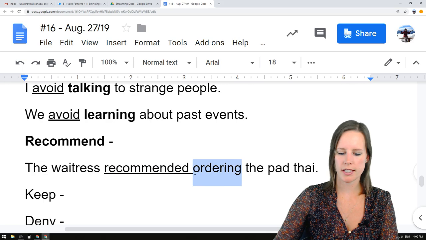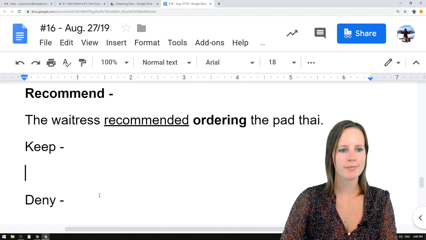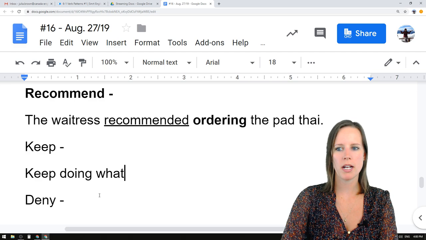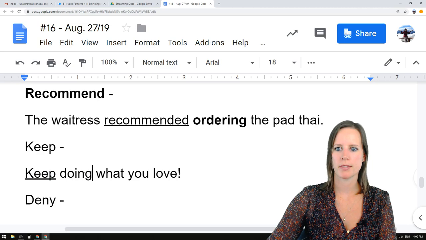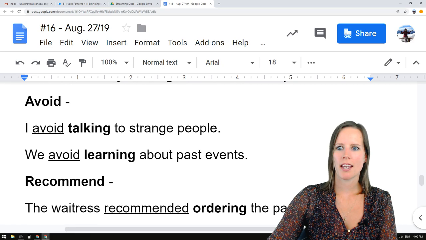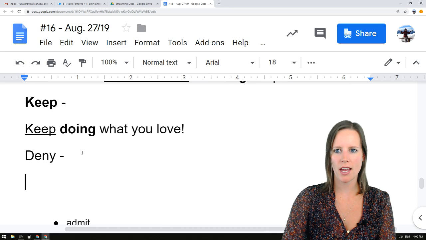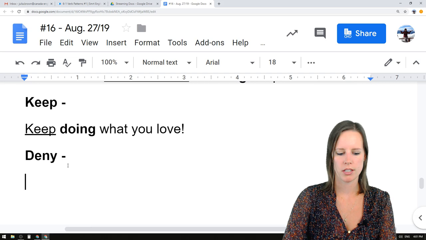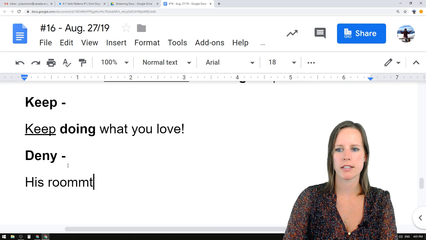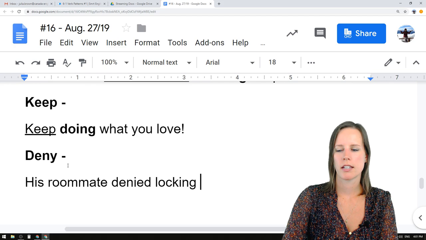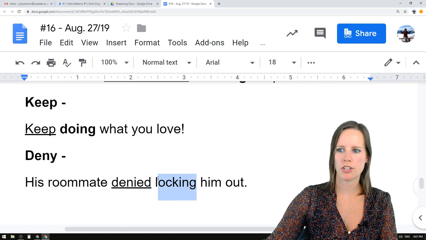Okay. Keep doing what you love. For example, here's your first verb, here's your gerund. Okay, and I'll just bold that. And last one, guys, I'll give you a quick example with deny. Maybe, for example, his roommate denied locking him out. Okay, here's your first verb, and here's the gerund.